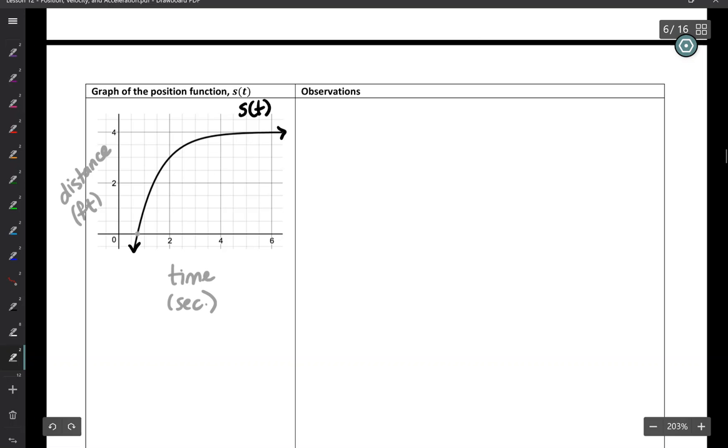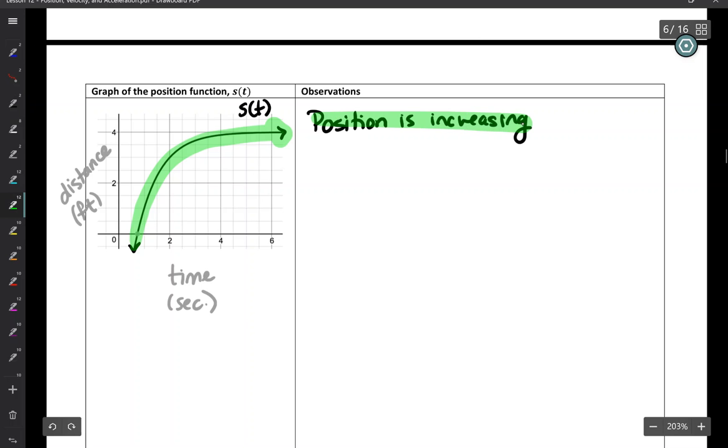All right, so first, when I look at this curve, I notice that this function, the position function, is increasing. If this was my money, I would be happy with it. Position is increasing. If position is increasing, its rate of change is positive. We have a special name for the rate of change of position, for the derivative of position, and that is velocity.